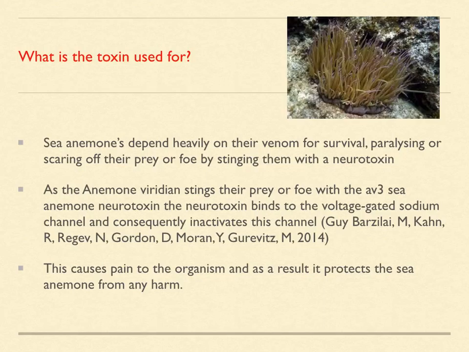Just a quick summary on how the toxin is used. Sea anemones depend heavily on their venom for survival, as previously stated. They paralyze or scare off their foe by stinging them with a neurotoxin. As the foe is stung with the av3 neurotoxin, the neurotoxin binds to the voltage-gated sodium channel and inactivates it. This causes pain to the organism and as a result protects the sea anemone from any harm.